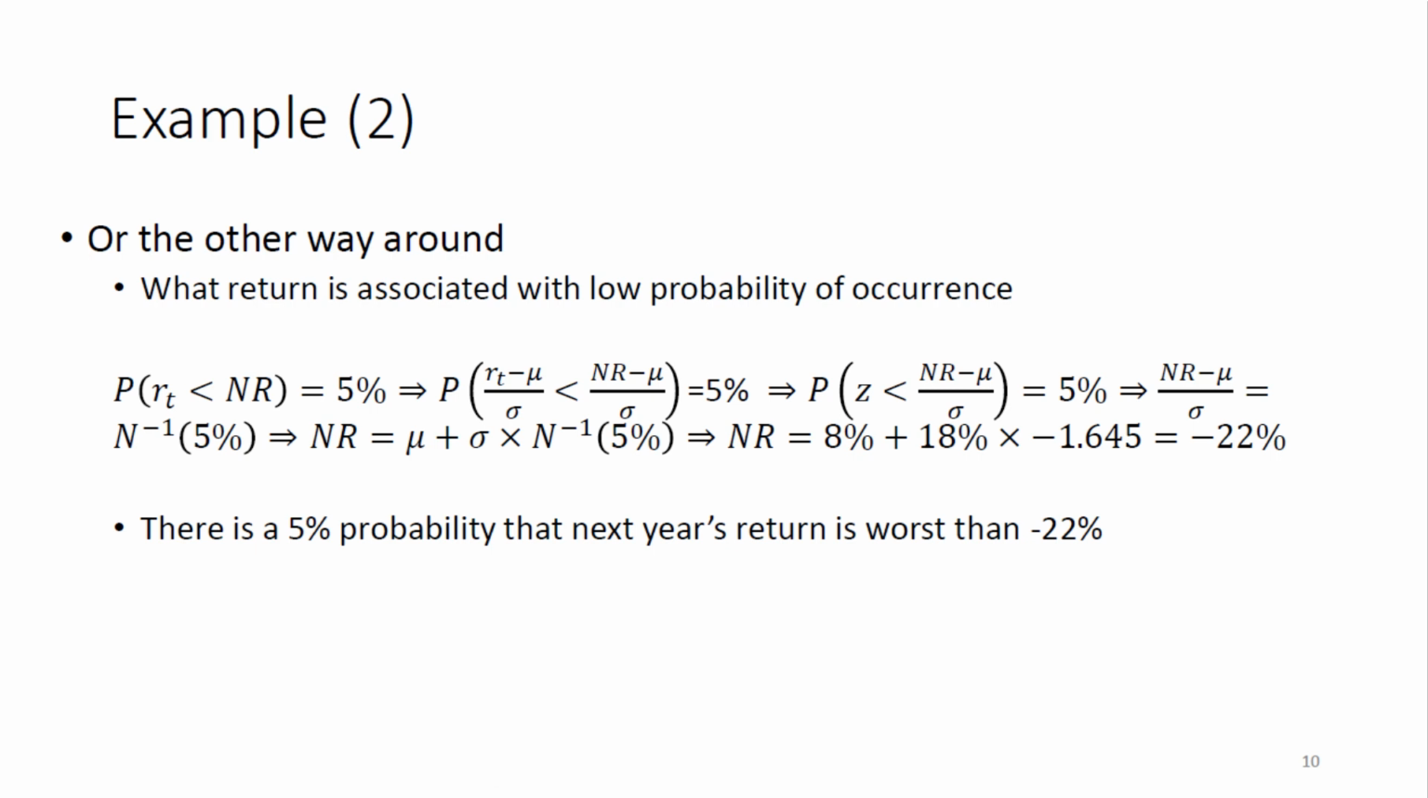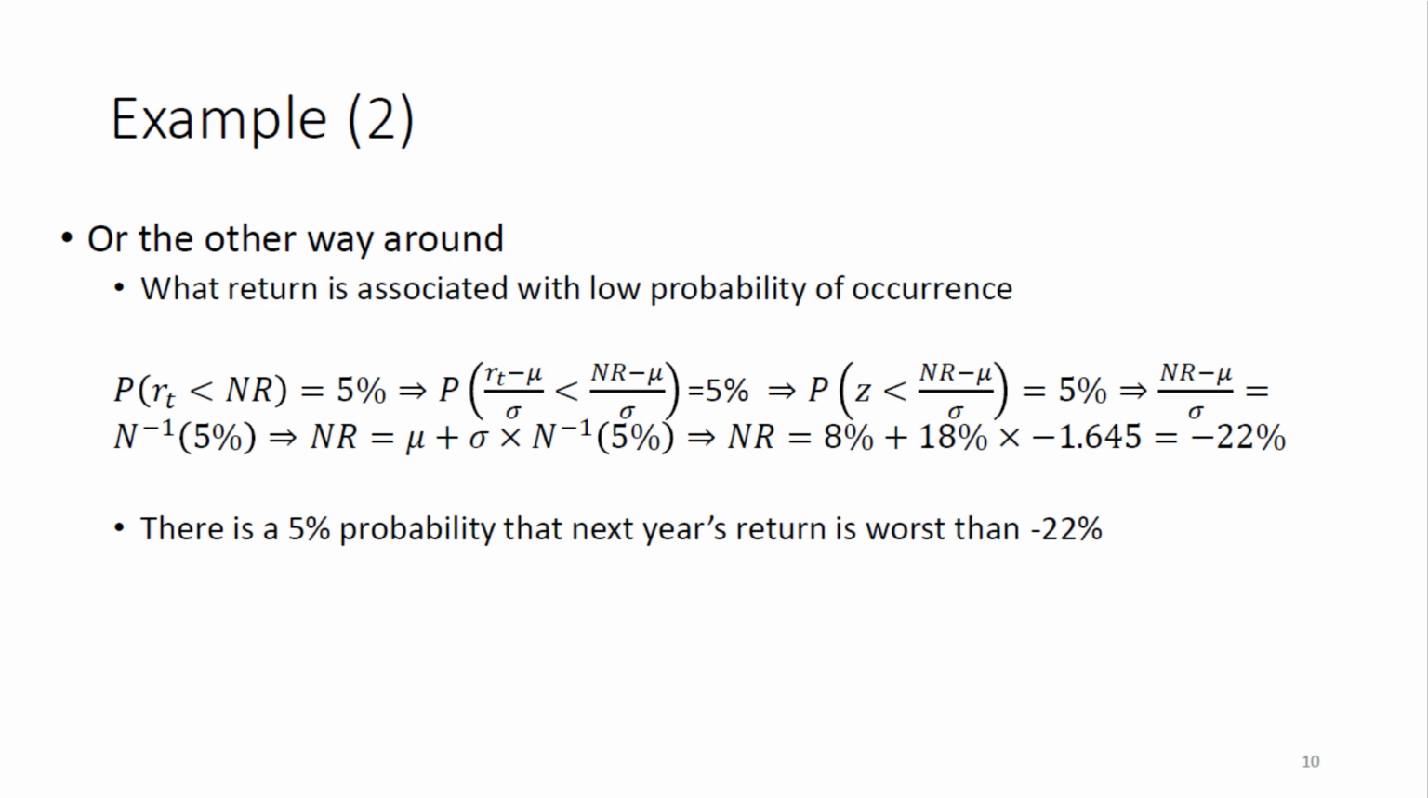I need to standardize again the non-standard normal distribution function. I do that by subtracting the mean mu and dividing by the sigma. If I do it on the left-hand side, I also need to do it on the right-hand side. So negative return minus the mean, divided by the sigma, should be equal to 5%. Then this R_T minus mu over sigma is a standardized normal random variable, denoted with the Z. So it's the probability that Z is smaller than NR minus mu over sigma is 5%.